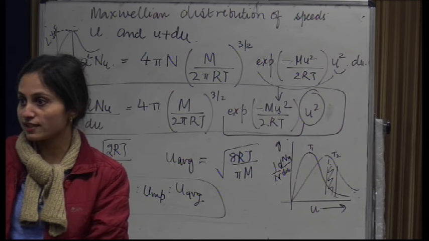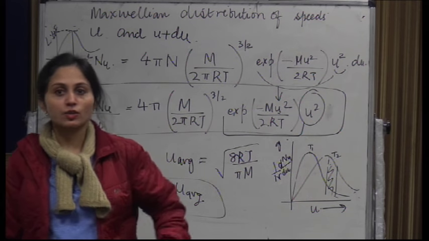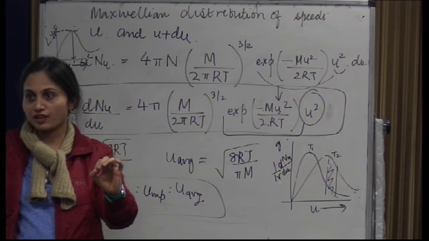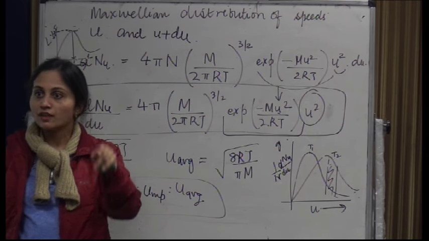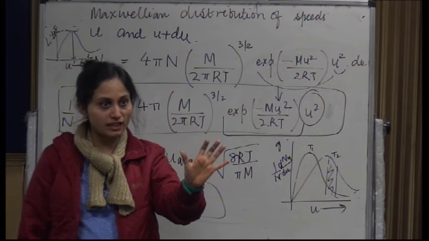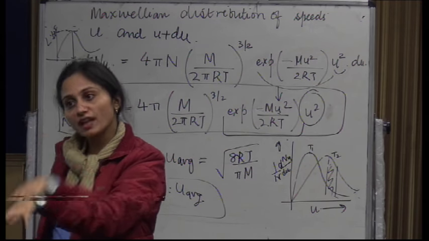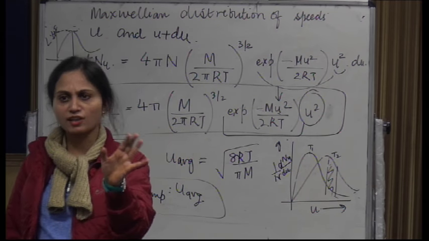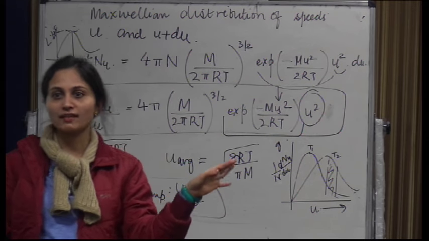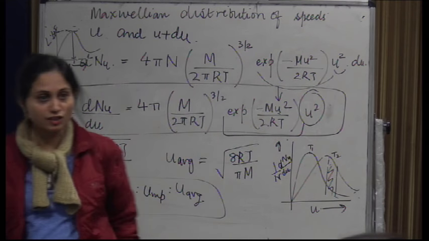Have you done differentiation? No. So in differentiation normally what you do is you take the first differential, d by dx, and in this case d by du. Whatever expression comes from the first differential will be put equal to 0, and from there you get UMP. If you can understand, it's okay. Otherwise, what is your UMP? Under root of 2RT by m. Happy?